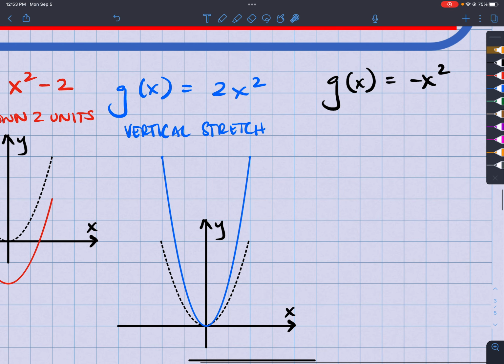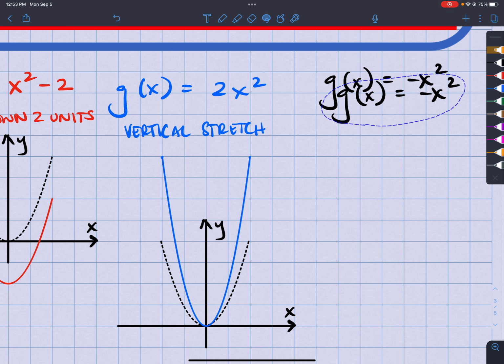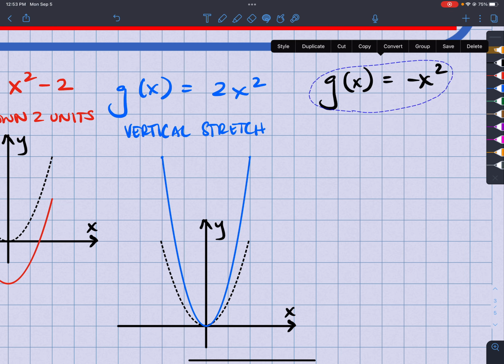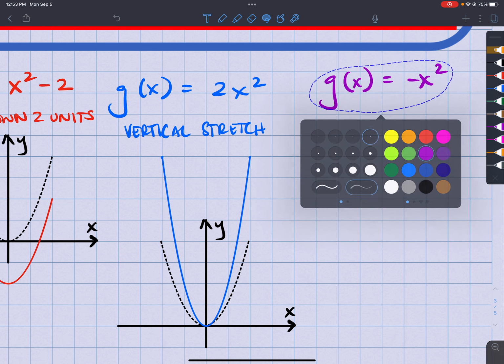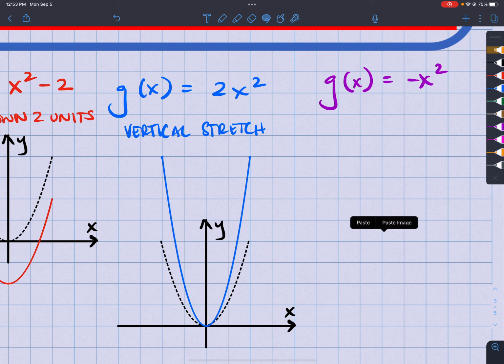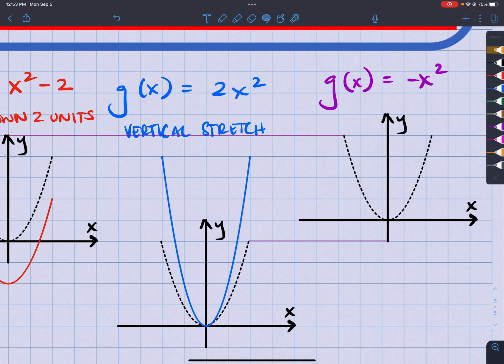All right, how about this one over here? What would this look like? So let's change this to purple. I did not want to duplicate it. I want to change it to purple. All right, and then I gotta paste this here.